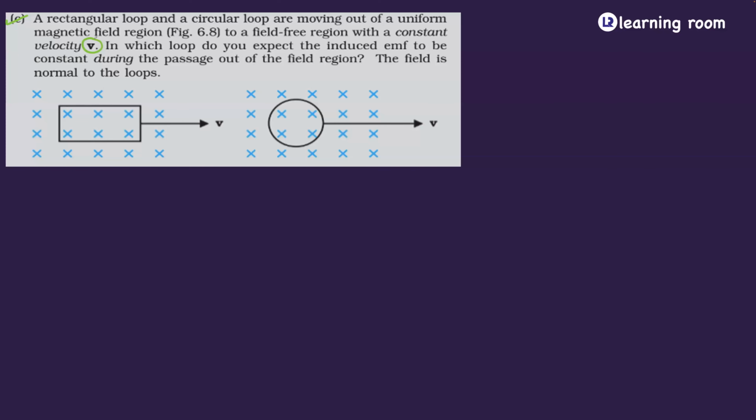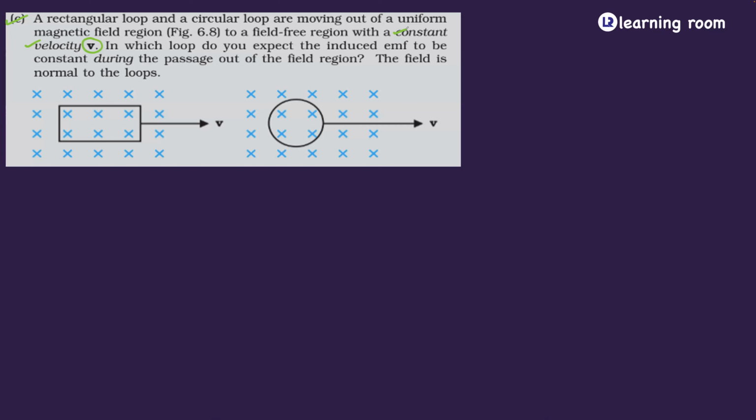So there are basically two loops. What are they? One is a rectangular loop and another is a circular loop. Both the loops are moving out of a magnetic field which is uniform. But what is the speed with which they are moving? Speed is v, and if you observe, the speed is also constant with a constant velocity v. Now the question is, in which loop do you expect the induced EMF to be constant during the passage out? In which case do you expect the EMF to be constant is what the question is.